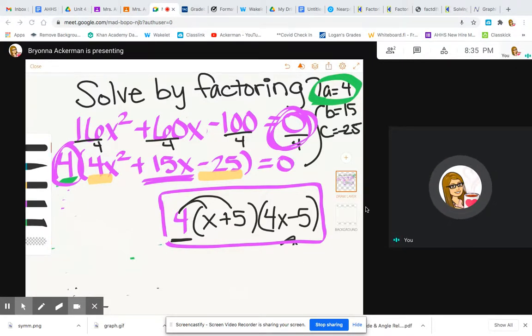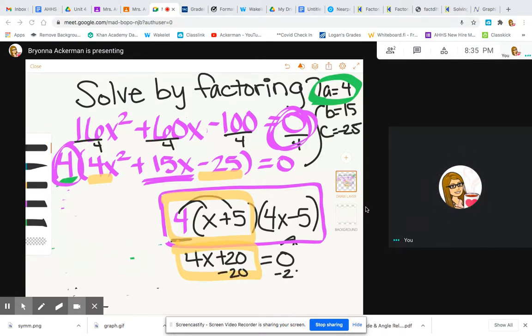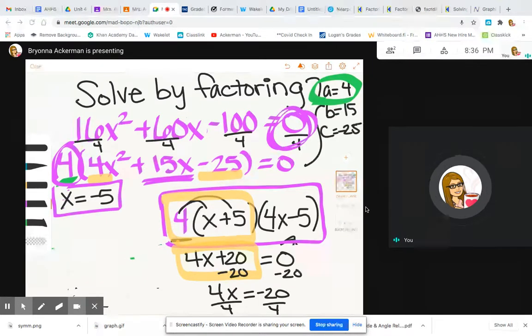We are going to distribute that 4 to make it a little easier. So we're going to have 4 times x, which gives me 4x, plus 20. I'm going to take that first piece and make that one yellow. We're going to set the yellow one equal to 0 and solve for x. So minus 20 from both sides, so I get 4x equals -20. Divide both sides by 4, and I get x equals -5. That is one of my solutions, that yellow one.